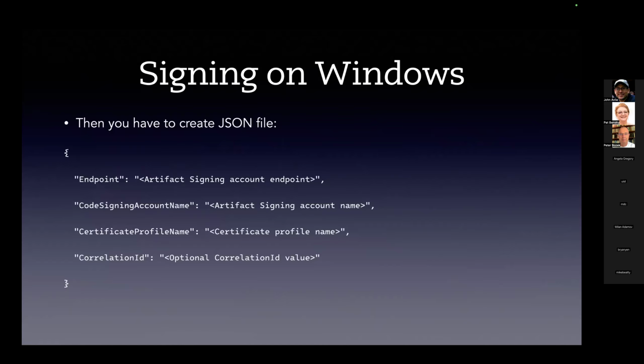Then you have to create the JSON file. You need to put your endpoint, your code signing name, and your profile name. The correlation ID is optional, and I really don't know what it is for because I didn't need it. Anyway, I used to call this file manifest.json, and you need to have this file handy somewhere.